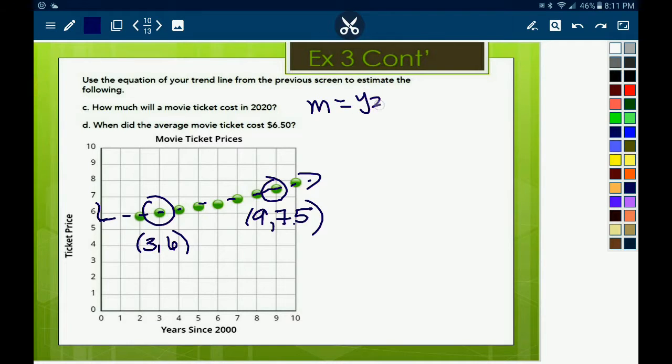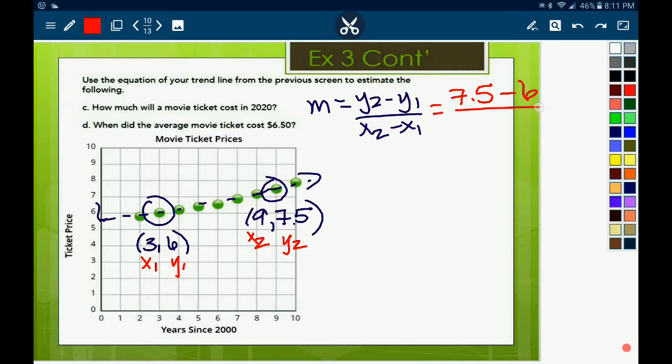So now I'm going to calculate my slope. Slope is equal to y2 minus y1 over x2 minus x1. I have x1, y1, x2, y2. So now I've got 7.5 minus 6 over 9 minus 3. That gets me 1.5 over 6. Now, I don't want to mix decimals and fractions, but slopes should always remain a fraction. So what I'm going to do is get rid of that decimal place by multiplying both the top and the bottom by 2, because I know that 1.5 times 2 is 3, which gives me a whole number on the top and the bottom, and it won't mix fractions.